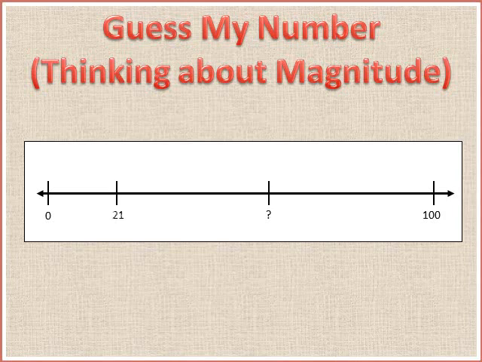Students might start by saying 21. I would draw where 21 is and say, no, it's greater. They might say then 38, and I'd say, no, it's greater than that. Then they would guess another number, and they would keep guessing until they get closer and closer. And this also builds that concept of greater than or less than.